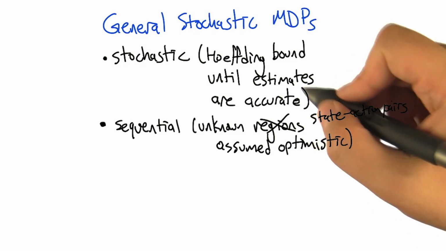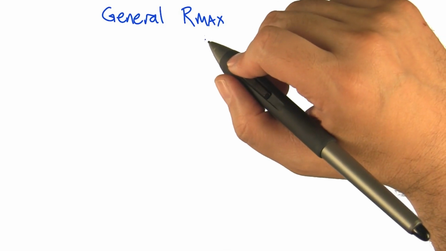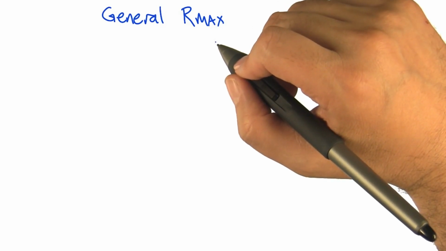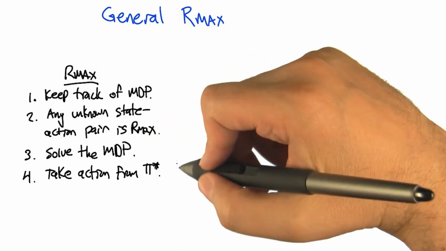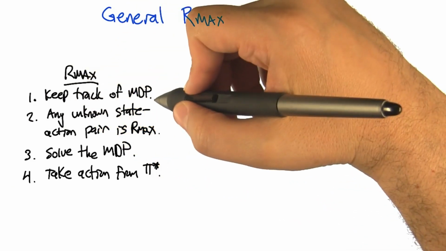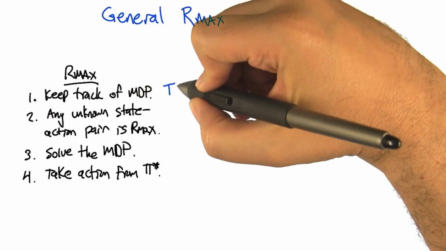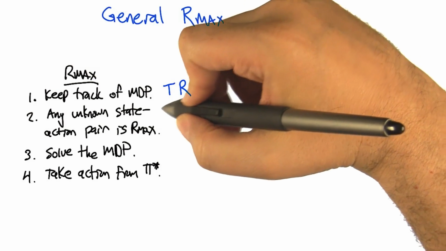All right, so let's write down what this algorithm looks like. We're going to make a general Rmax algorithm, and it's going to be really simple because it's going to be an awful lot like the Rmax algorithm we already looked at. Good. So I copied over the Rmax algorithm that we had before, and it went like this. We're going to keep track of the MDP, which is to say we're going to have an estimate of the transitions and rewards for all the state action pairs.